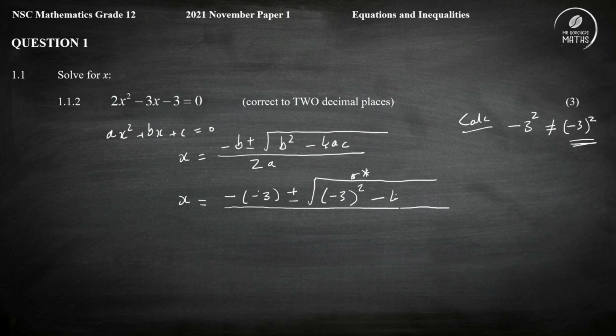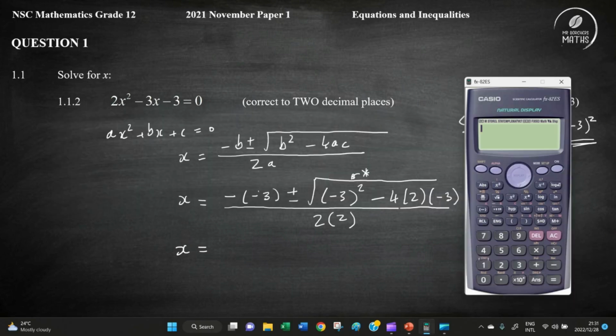Okay, carry on. So then we'd have negative 4 times the a placeholder here, which is 2. So negative 4 times 2 multiplied by the c placeholder, which is negative 3. This would be all over 2 multiplied by a, which is 2. And this is where we get out our calculators to help us out. So let me find the calculator here.